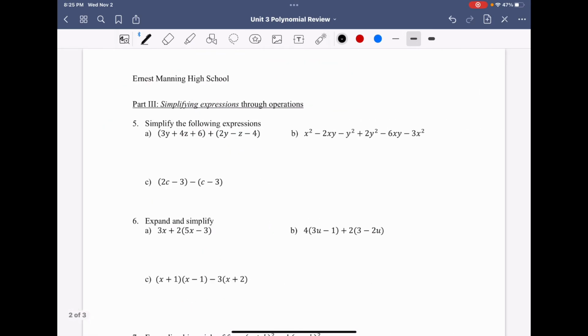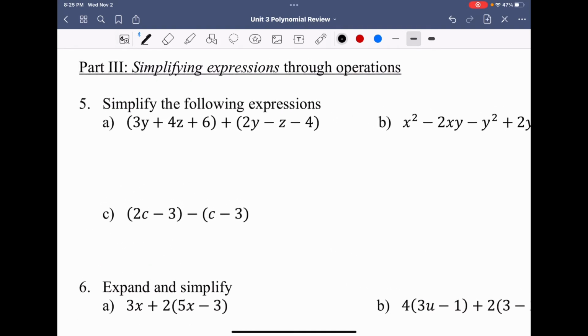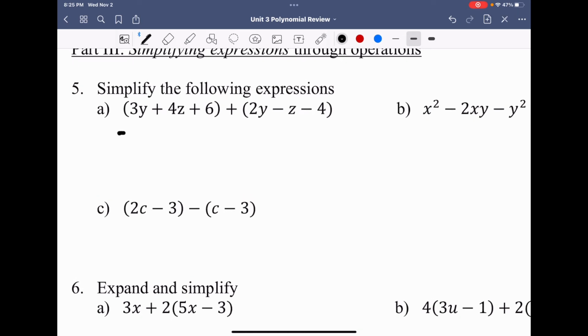All right, let's flip over the page here. Simplifying the following expressions. To simplify an expression means to combine all the like terms. So if I look at my first term here, what you could do is rewrite this as 3y plus 4z plus 6 plus 2y minus z minus 4.